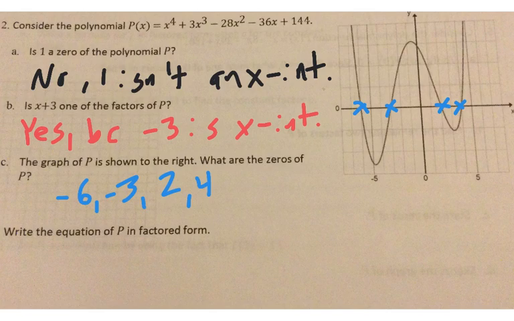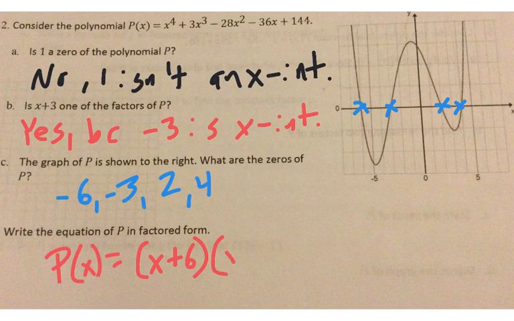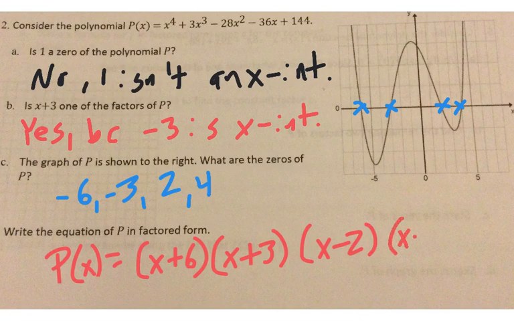So if I write that in factored form, if negative 6 is an intercept, then x plus 6 must be a factor. For negative 3 to be an intercept, then x plus 3 must be a factor. For 2 to be an intercept, x minus 2 must be a factor. And for 4 to be an intercept, x minus 4 should be a factor.